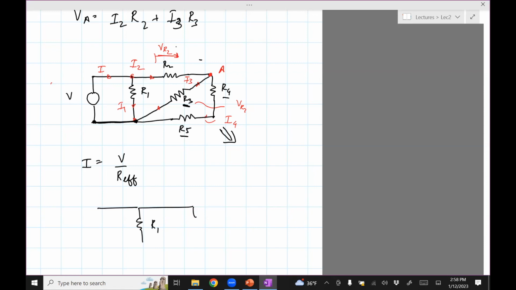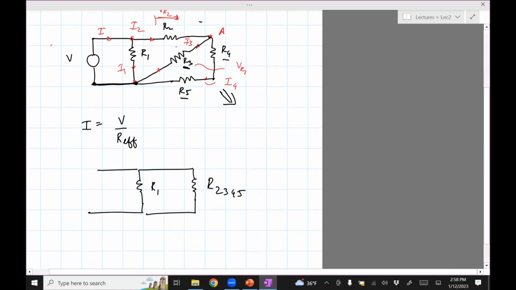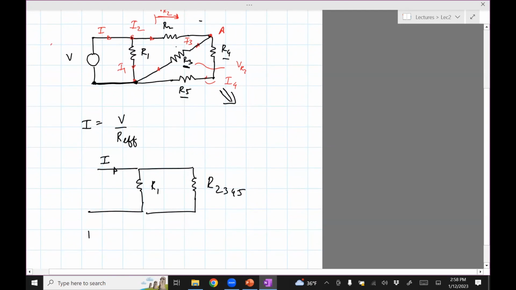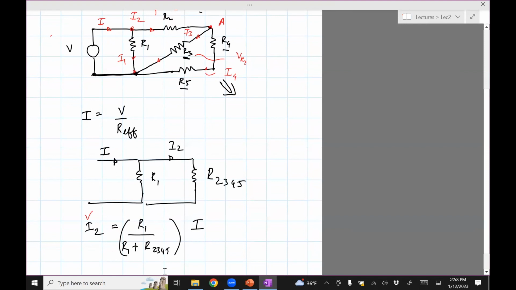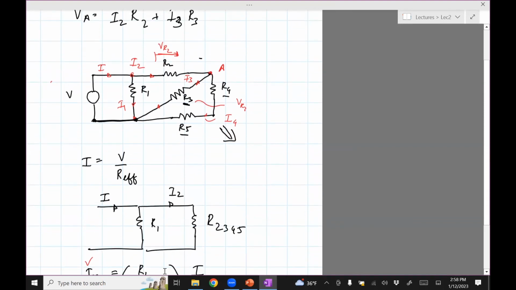So once we have I, which I know because I know R effective, this is R1, this is R2, 3, 4, 5. So I need I2, and I can get that from the current divider circuit. So it will be R1 divided by R1 plus R2, 3, 4, 5 times I. This will give me I2 because I is known and all this is known. Once we get that, we can then go a step further and do the same thing for the other branch, the I2, I3, I4 branch.